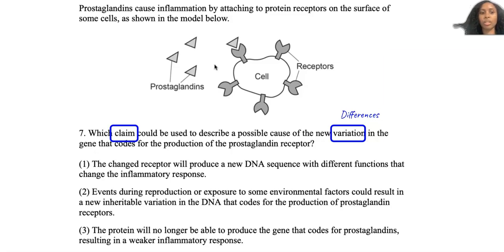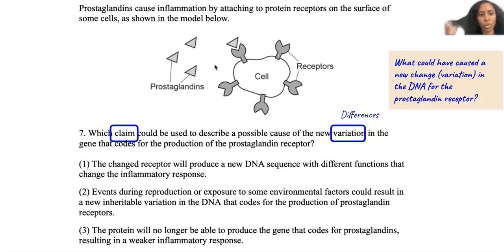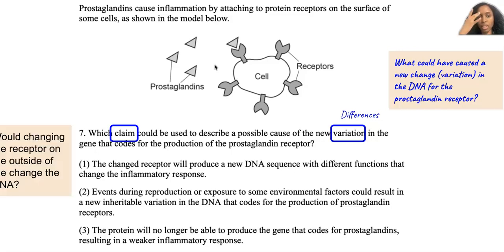And now I'm going to try to check out what's going on in this question. I summarized the question for myself as: what could have caused a new change in the DNA for the prostaglandin receptor? So let's think about it. If I change the receptor, which is the part on the outside, would that result in a change of the DNA? The answer is no. You must change the DNA inside of the nucleus of the cell to have a different effect.